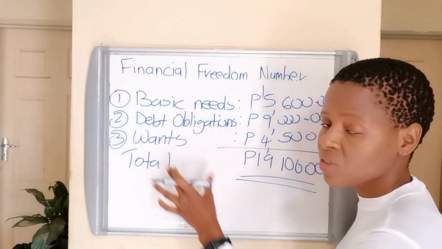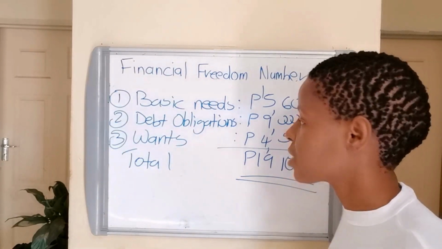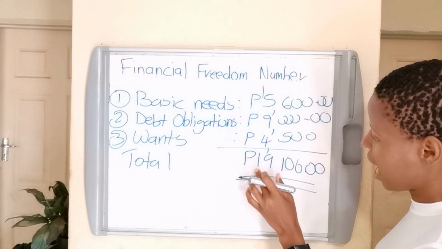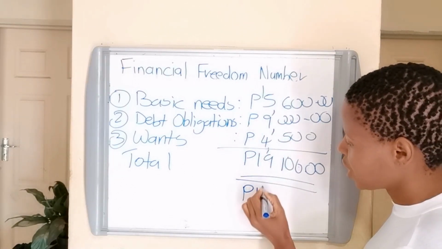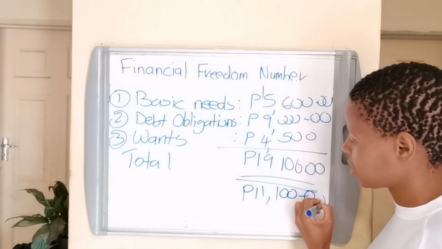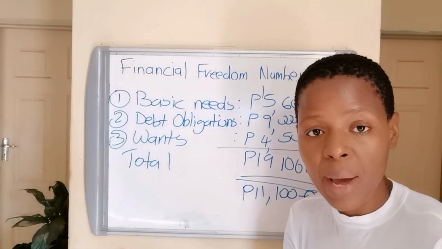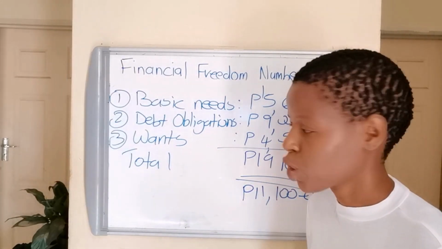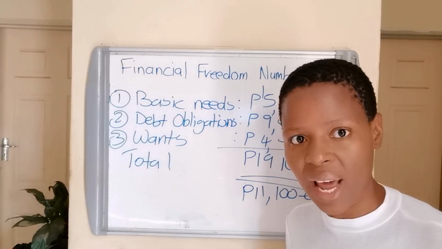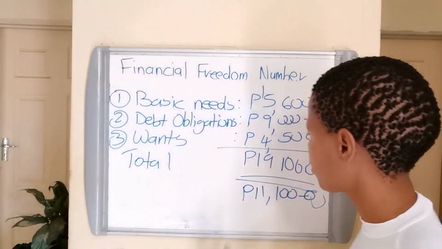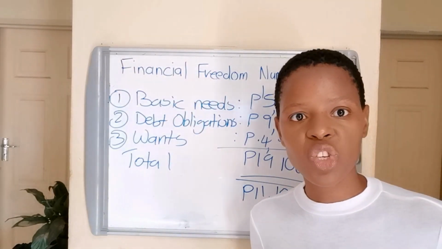You can say these variables, you can play with them. If you eliminate your debt obligations, that number is going to go to what? If you eliminate debt obligations, you are only going to need this much: 11,100. So you now stand a better chance to get to that number quickly because you don't need a lot of money. And maybe if you tone down your wants, you're living a simple life, you don't need a lot of things, you lower this number, you're also going to lower your financial freedom number.